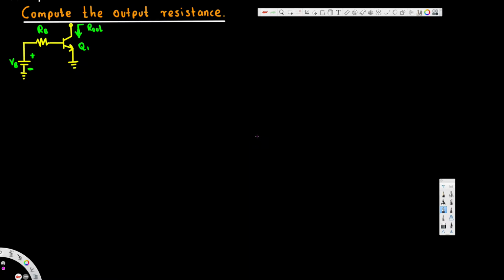In this video we are going to see how to calculate the R out of this transistor model. First, I'm going to draw the equivalent model of this one, then it's easy to solve. So let's go ahead and draw the equivalent model. The equivalent model will be like this.